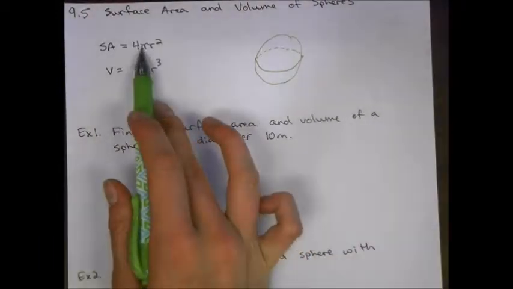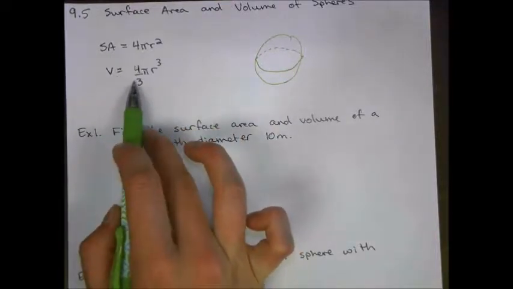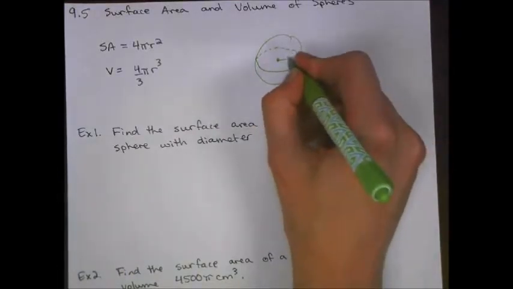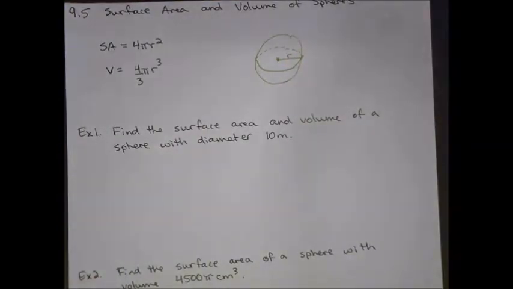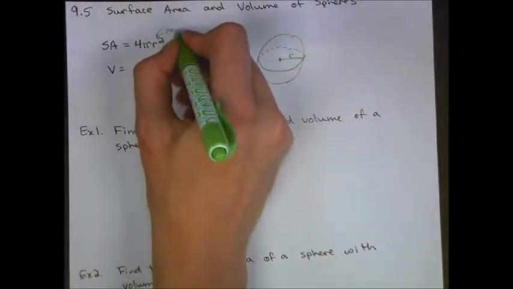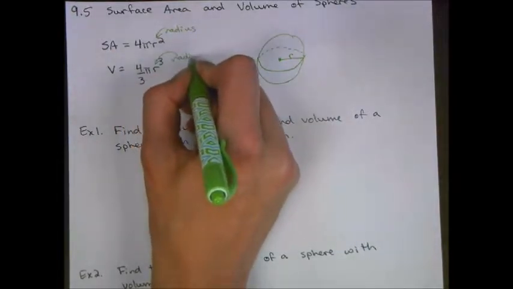And if we look at our formulas, surface area is 4 pi r squared. Volume is 4 over 3 pi r to the third. The key thing we need is our radius. So here's the radius. We need the radius for surface area. We need the radius for volume.